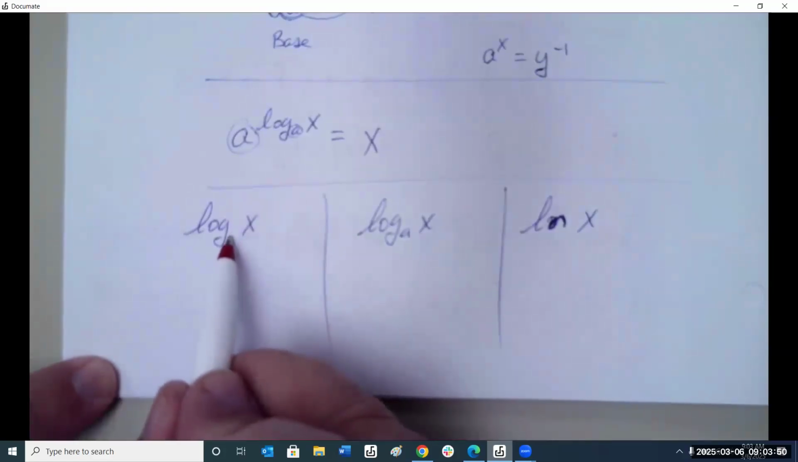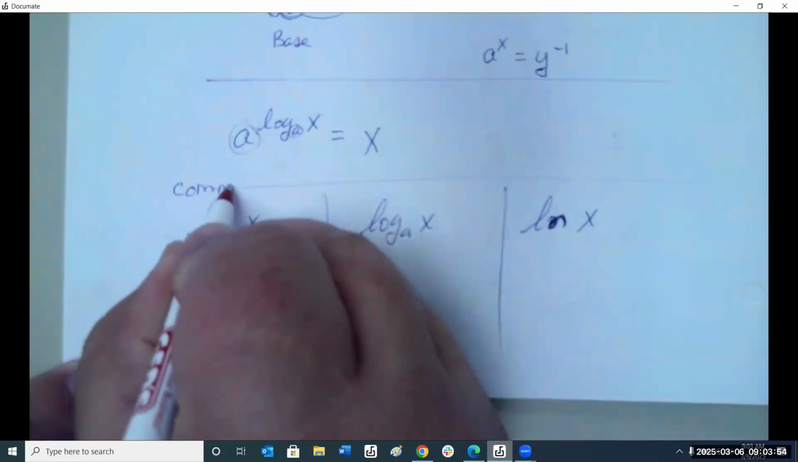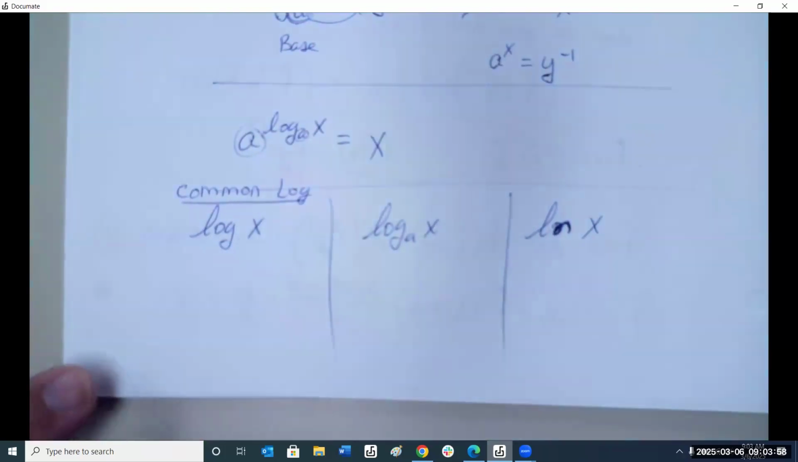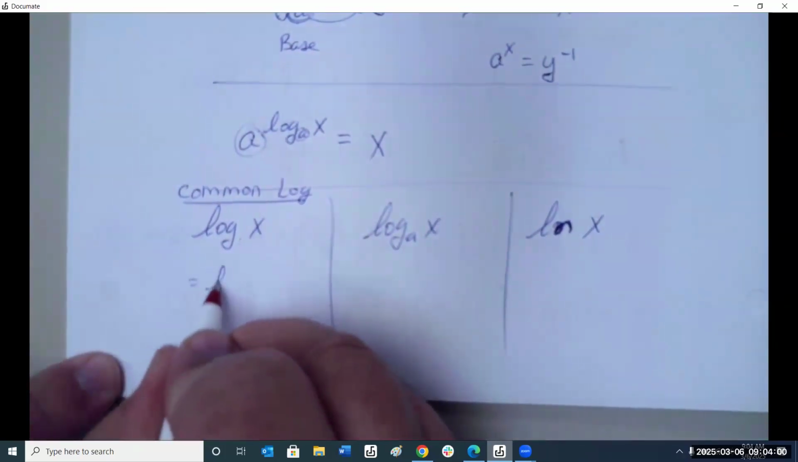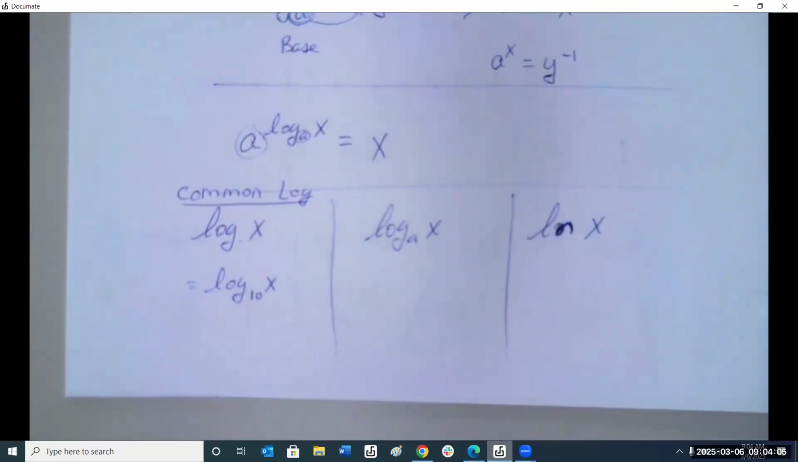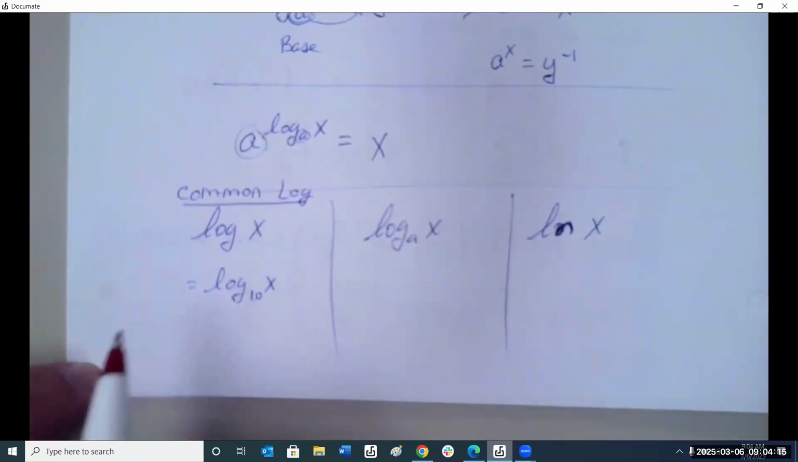If there's no base, this is what's called a common log, which means that there's automatically a base 10 down there. The reason it's called common is because we have a decimal system, base 10. So if there's nothing there, it's automatically a base 10.